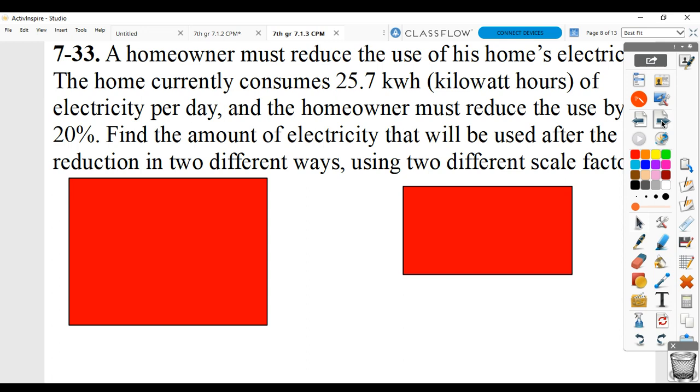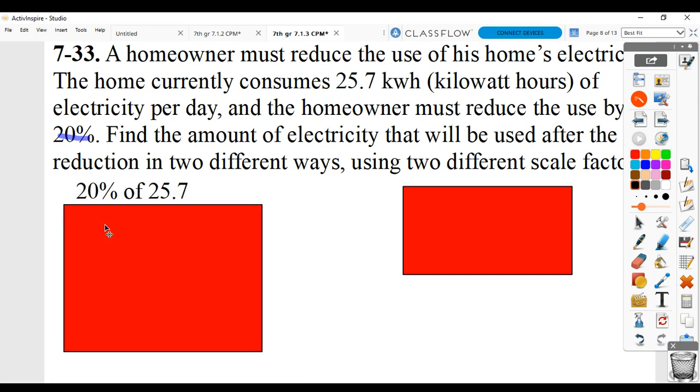The home currently consumes 25 and 7/10 kilowatt hours of electricity per day, and the homeowner must reduce this amount by 20%. We have to find the amount of electricity that will be used after the reduction in two different ways using two different scale factors. So what they want you to understand is that if you're reducing it by 20%, it's also the same as using 80% of what you were using. So you've got two different ways you can do it.